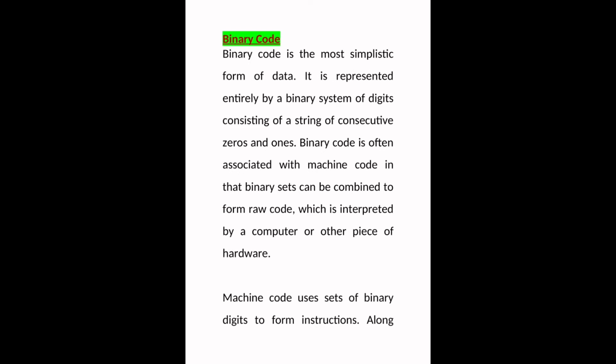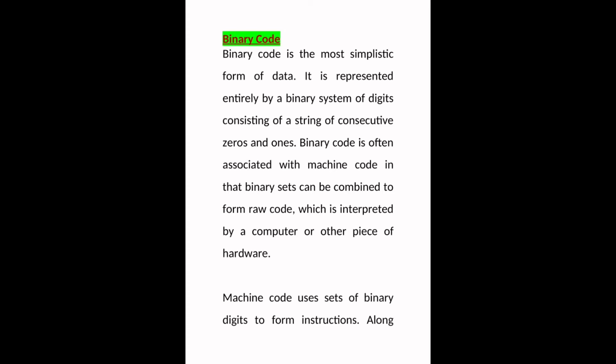Today our topic is binary code. Binary code is the most simplistic form of data. It is represented entirely by a binary system of digits consisting of a string of consecutive zeros and ones.